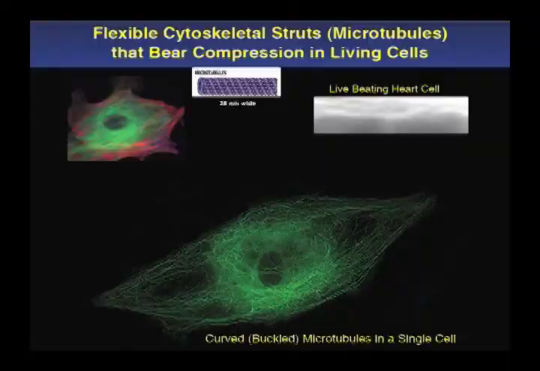Furthermore, there are struts in cells. There are structures, these microtubules. And we could show there are struts because if you take a beating heart cell, we made these microtubules fluorescent so you see them as white. And now you see they're linear and they buckle. And this actually helps your heart do its pumping.